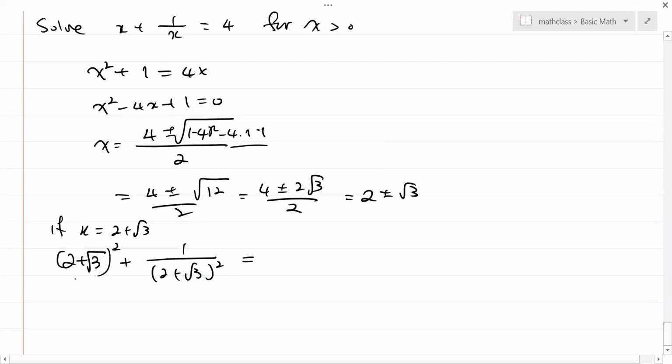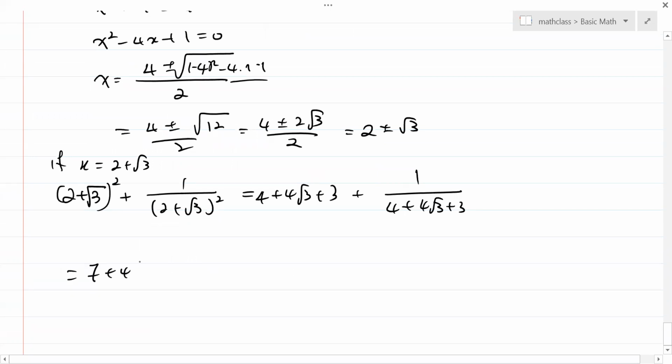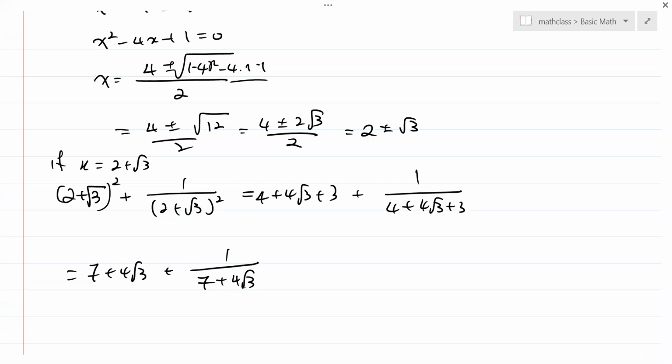You multiply this out. You get 4 plus 4 square root of 3 plus 3. That's the first one, right? The second, you will get 4 plus 4 square root of 3 plus 3. So now you get 7 plus 4 square root of 3, and you have a denominator, but it still does not look like 14. It's complicated, and it's easy to make mistakes if you go that way. But it's a good exercise to simplify this expression. That's what I want to do here.